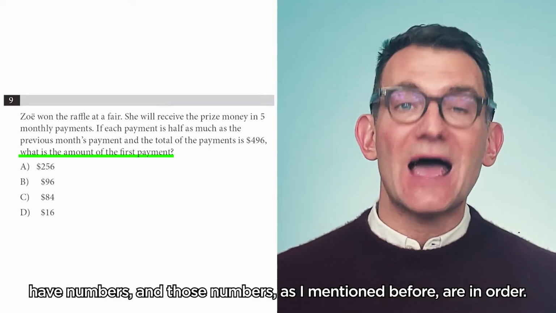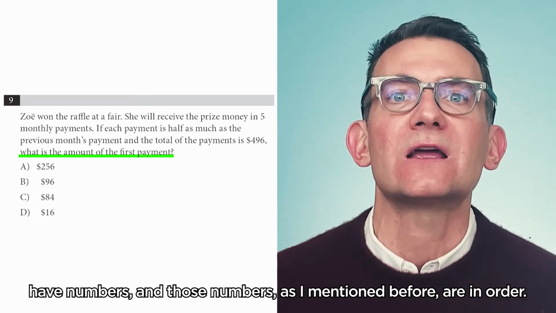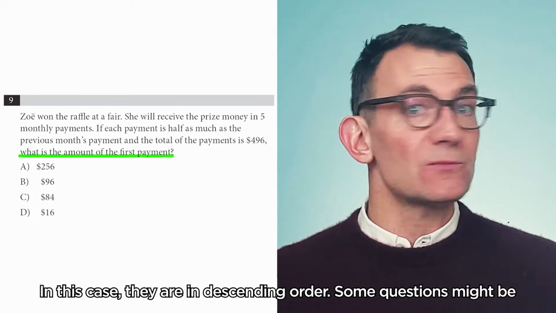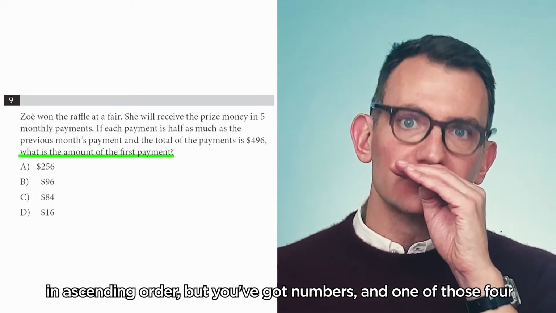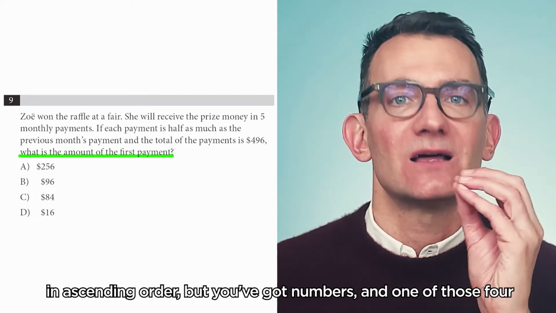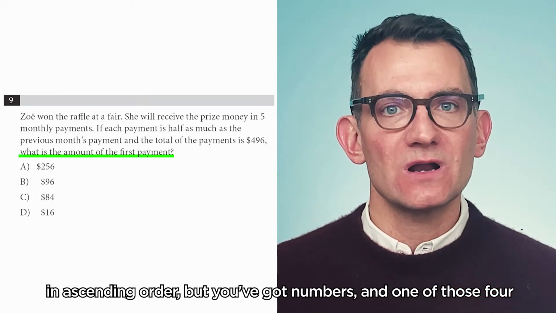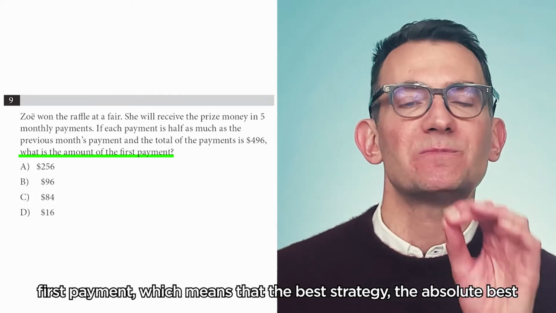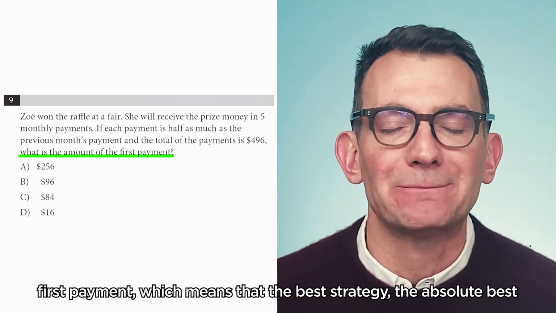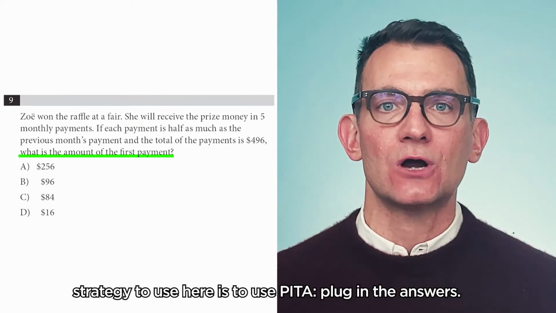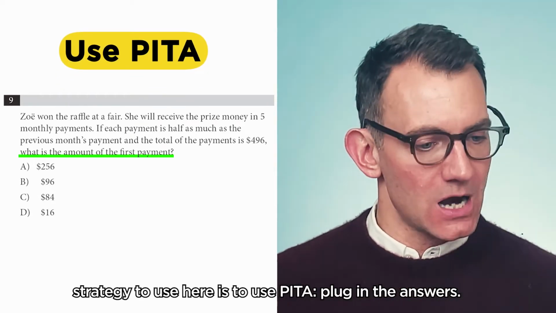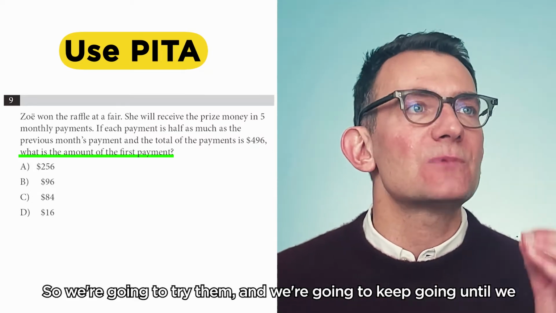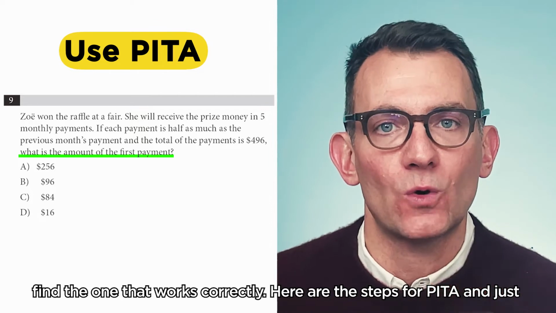Then the answers have numbers, and those numbers, as I mentioned before, are in order. In this case, they are in descending order. Some questions might be in ascending order, but you've got numbers. And one of those 4 numbers has to be the answer to the question about the amount of the first payment, which means that the absolute best strategy to use here is to use PITA, plug in the answers. So we're going to try them, and we're going to keep going until we find the one that works correctly.